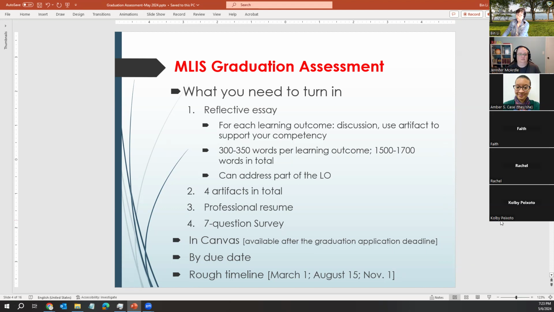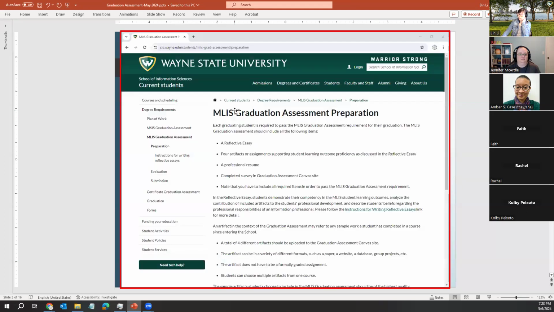So this is MLIS. This is a screenshot I took from our school website. In the student tab, there's a degree requirements menu on the left, and under it we see the MSIS graduation assessment, MLIS graduation assessment, and certificate graduation assessment. Under each graduation assessment, we have the preparation page, instructions on how to write the essay, evaluation, basically the grading rubrics, and submission.